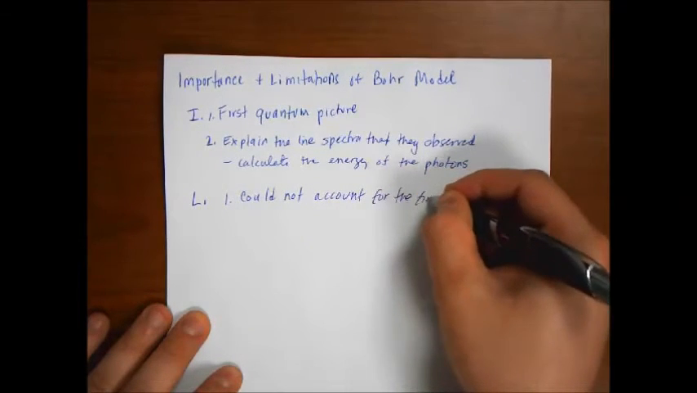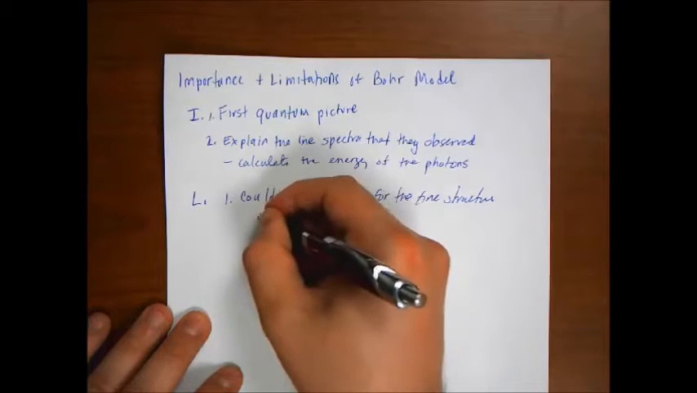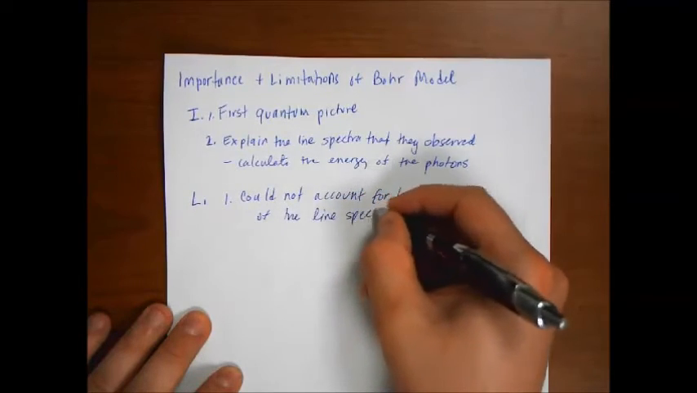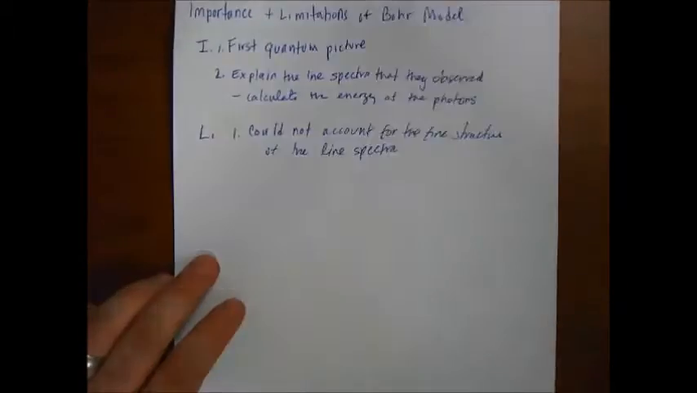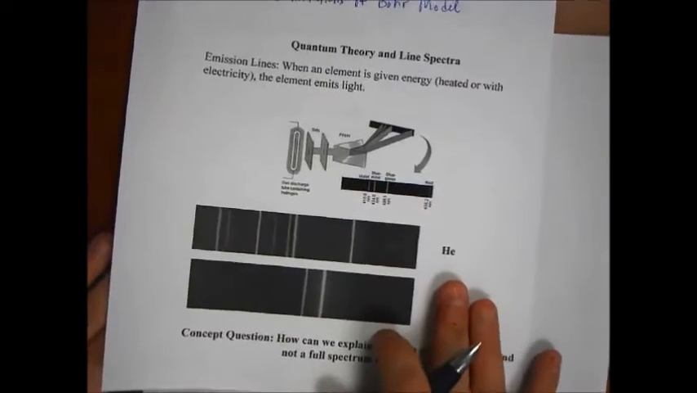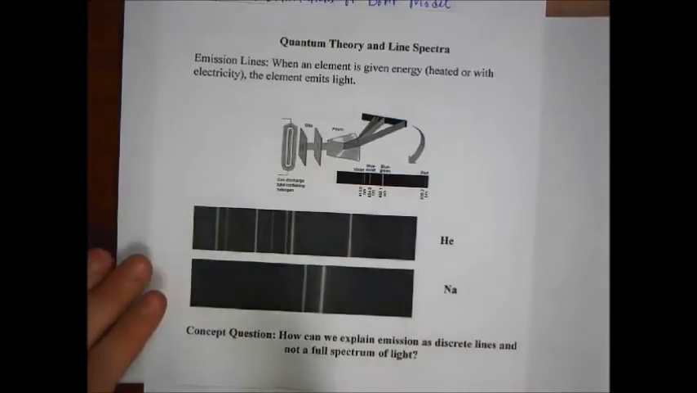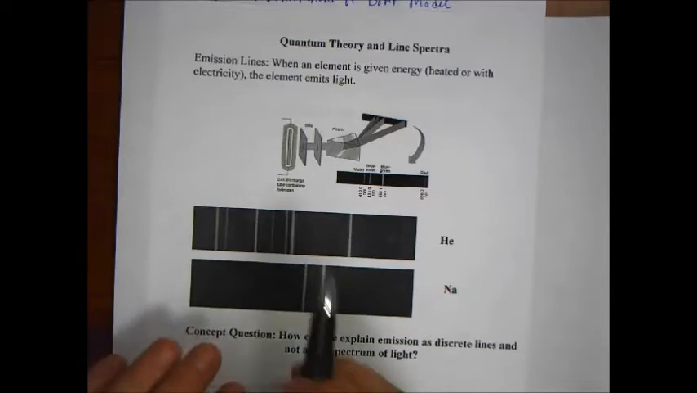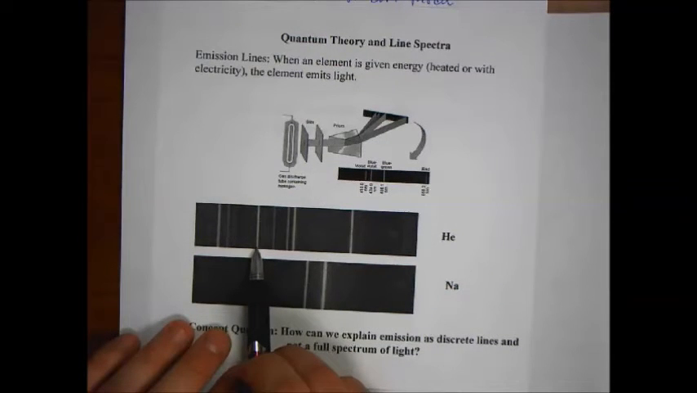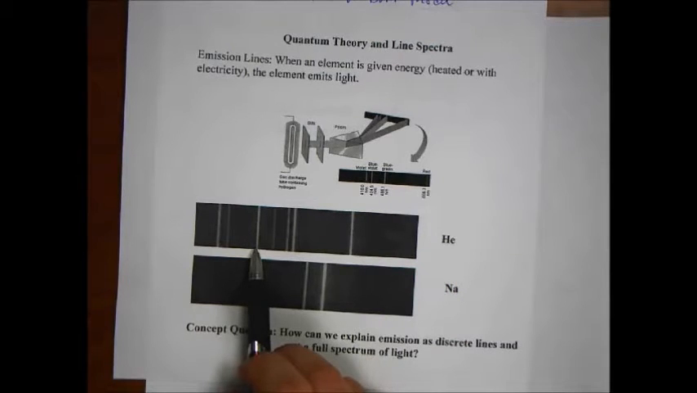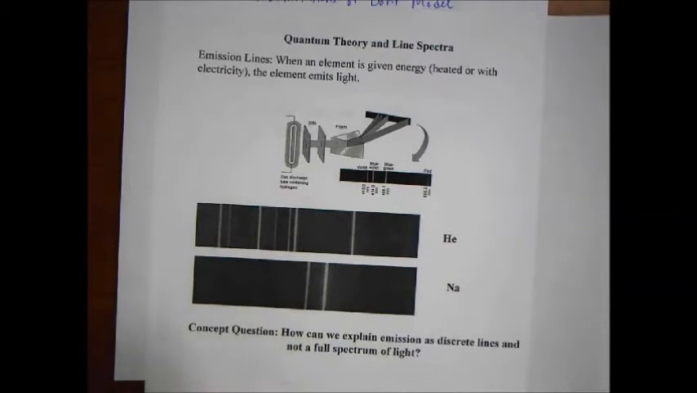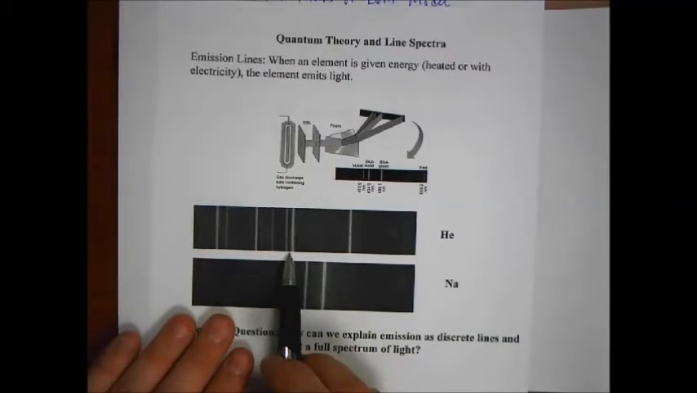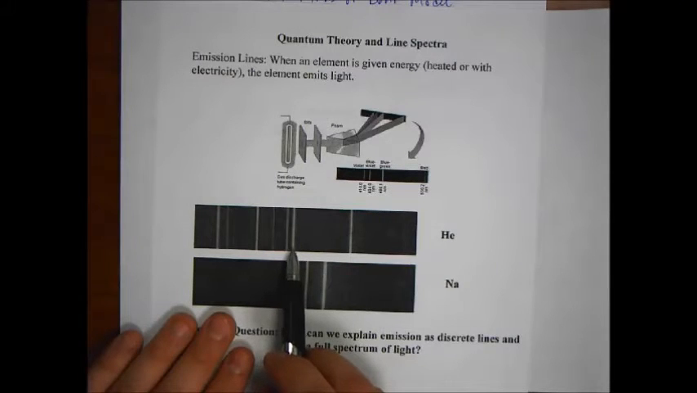for the fine structure of the line spectrum. So what do I mean by this? If you look at the line spectra, even though these lines are relatively sharp and pretty clear cut, if you look at them very carefully, there are actually little spikes inside. There are these little drops and peaks even within one of these lines. It's a little hard to see in this printer copy, but there was a lot of variation even in one of these little lines.